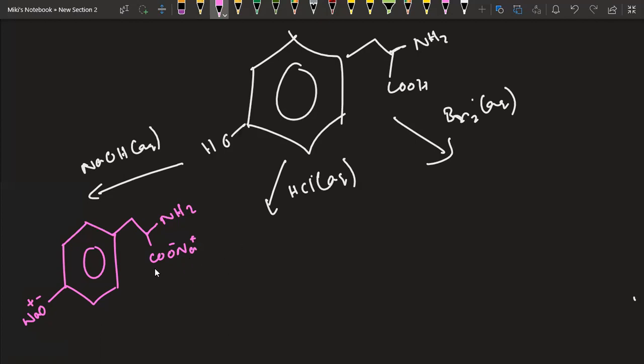Like carboxylate ion and phenoxide ion, both are together. We are having the structure, but they won't ask such complex names. No need to worry. Now let's see, if HCl is added, what will happen?